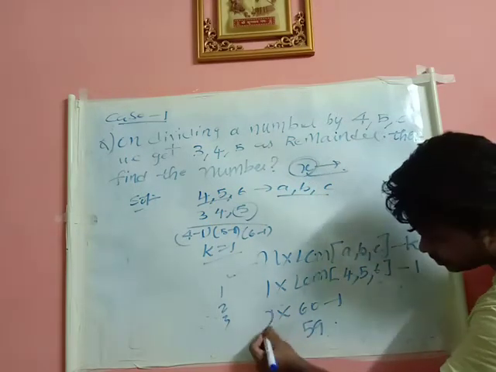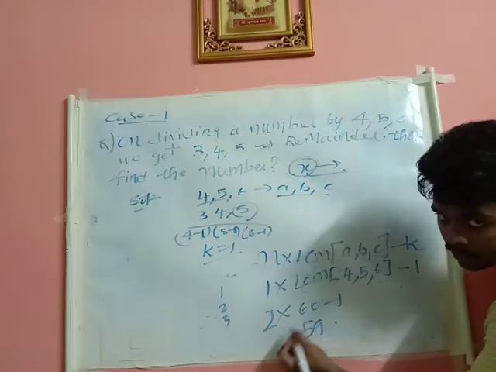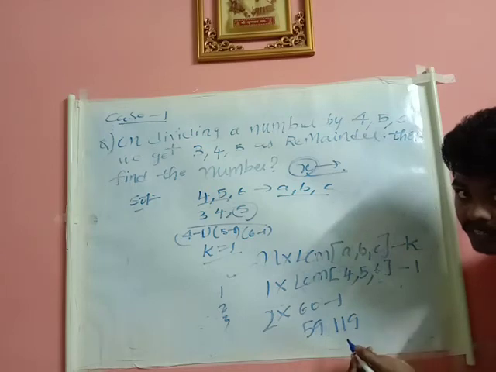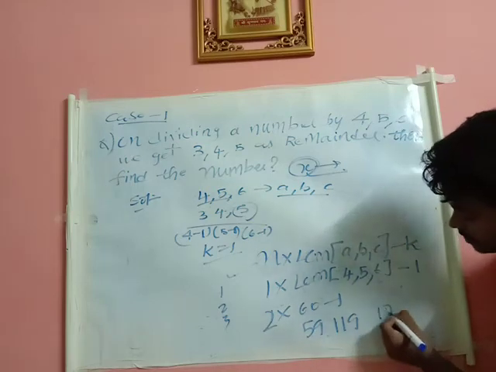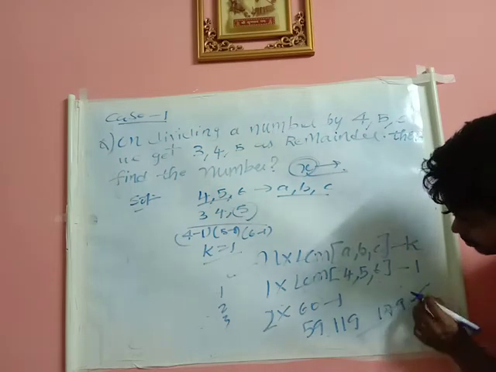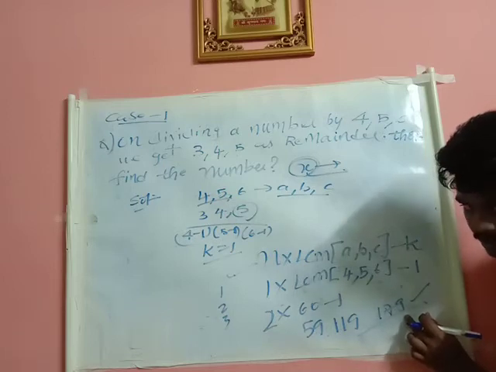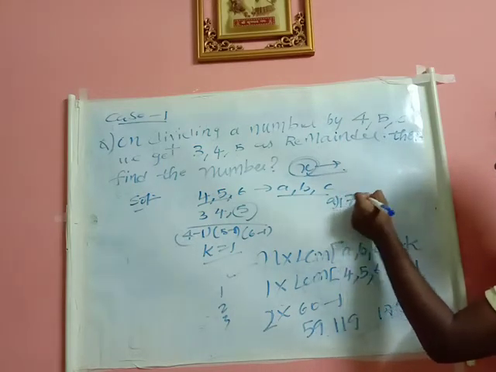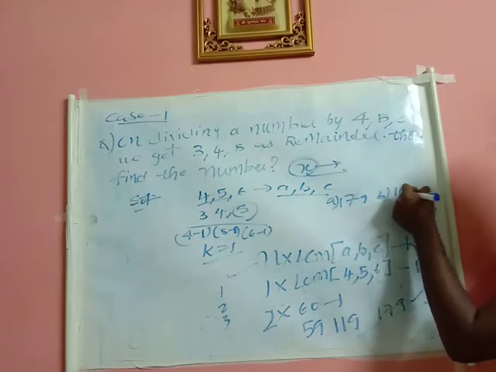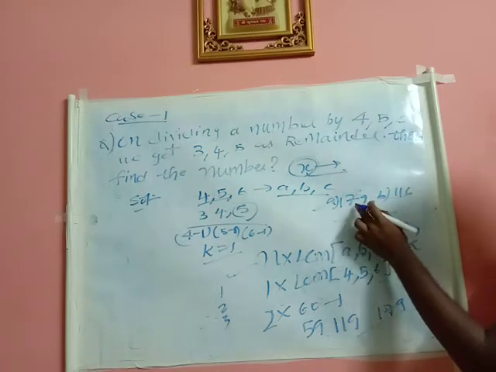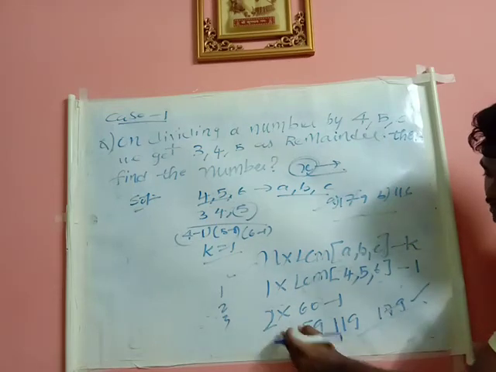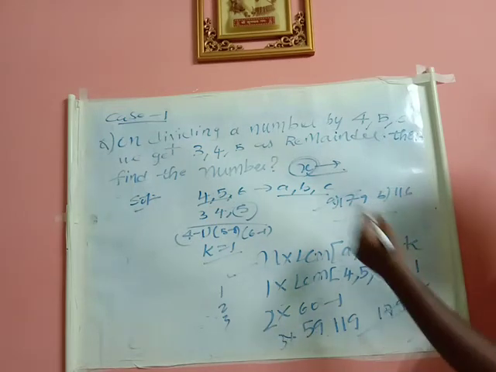If you take n as 2, 2 into 60 is 120. 120 minus 1, 119. If you take n as 3, 3 into 60, 180. 180 minus 1, 179. So whatever option you see in the options, you just put the tick. For example, if A is 179 and B is, for example, 116 or something else, you just put 179, because when you take n as 3, you will get 179. So this and all comes under case 1.